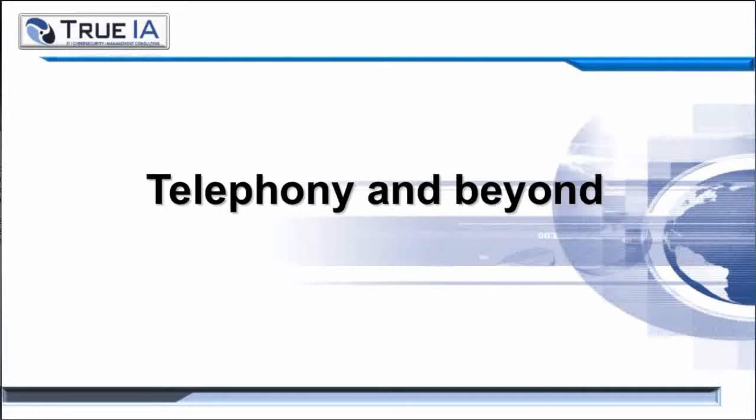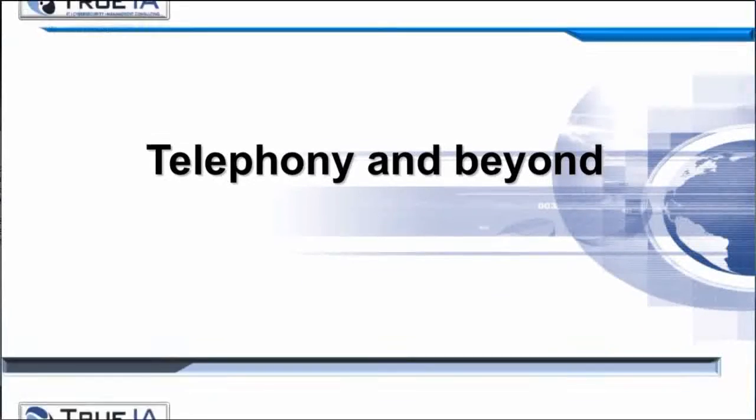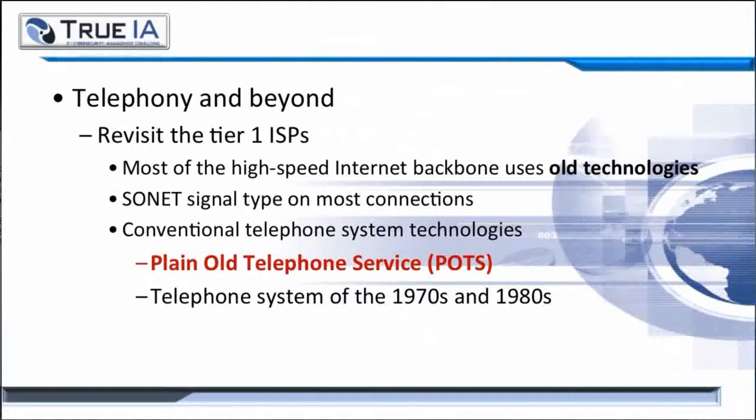First, let's start with telephony. Well, telephony and beyond. So, as usual, the best place to start is the beginning. It all starts at Tier 1. Most of the high-speed internet backbones are still using old technologies, like SONET. Conventional telephone system technologies, like POTS or the plain old telephone service, have been around since the 70s and 80s.